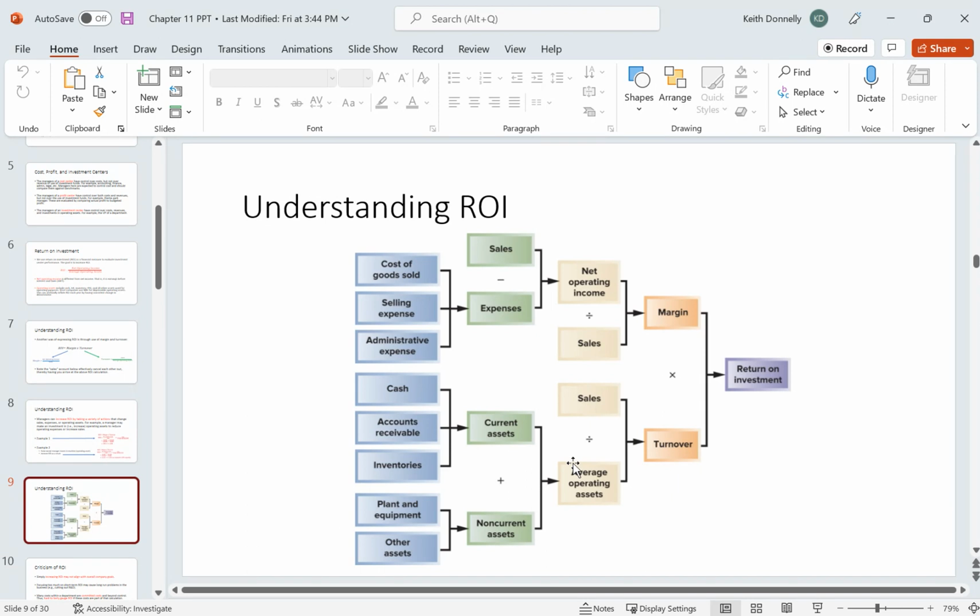But your operating assets are going to be a combination of your current assets, things like your cash, accounts receivable, and inventory, as well as your non-current assets, like your PP&E and other assets. In short here, for the return on investment, we're looking at a little bit of income statement over here and balance sheet over here. You get real big with it, and then you get smaller and smaller to where you can get to just that one equation.